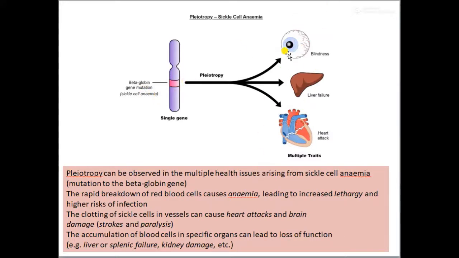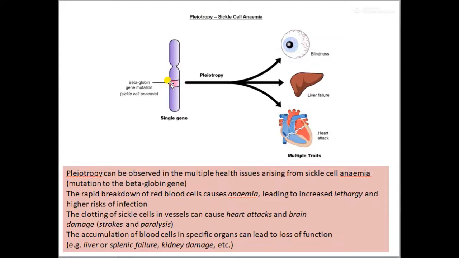Now, it could result in blindness. It would affect liver failure as well as heart attack. Like that, different types of traits get affected because all of these are coded by the single gene of beta globin. And a mutation in that, which results in sickle cell anemia, or the sickle cell shape of RBC cells, would also affect various other functions as we mentioned here.